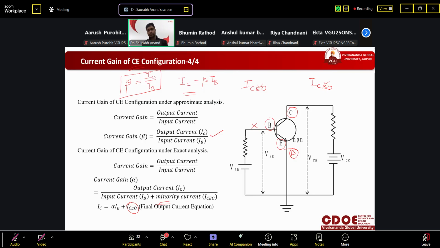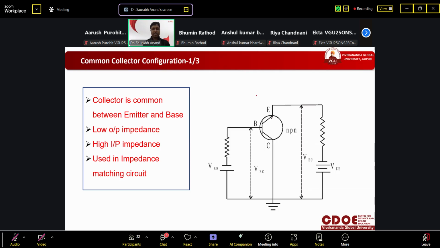Any doubt? And the last configuration is common collector. So the collector is here now. It is grounded. So what will happen? Input will be base, collector will not be output now, so the output line will be emitter. So base is here for input, emitter is here for output.